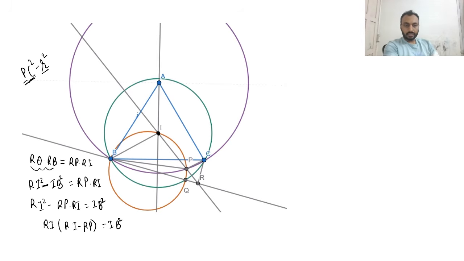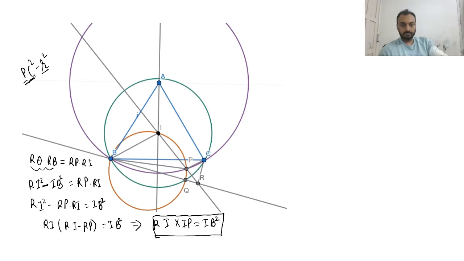So what is RI minus RP? We can write it as IP. So this converts to RI into IP is equal to IB square. Okay, so we have RI into IP is IB square, or I can say IR into IP is equal to IB square.